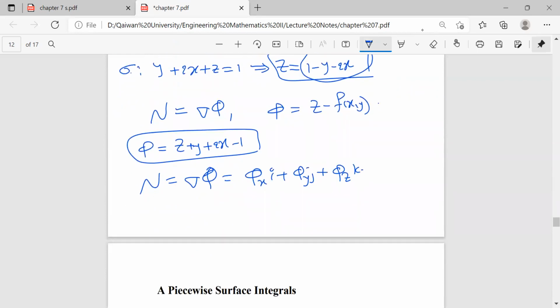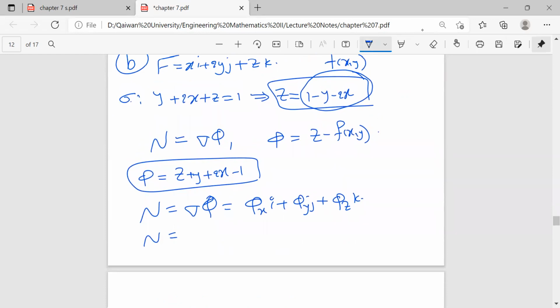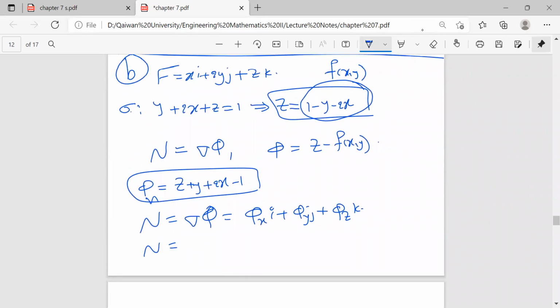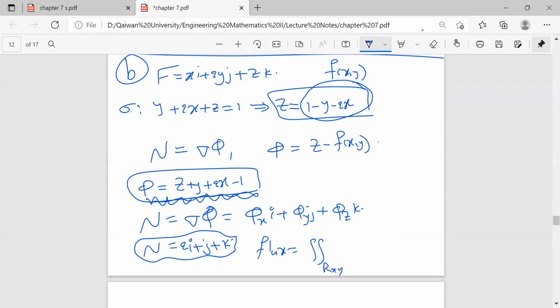Okay. Now we are going to find n. Phi sub x i is the partial derivative of this function with respect to x, multiplied by i, and we get n equals 2i plus j plus k. This is n, and we have f also. We write down, flux equals the double integration over r of xy of f dot n dA.